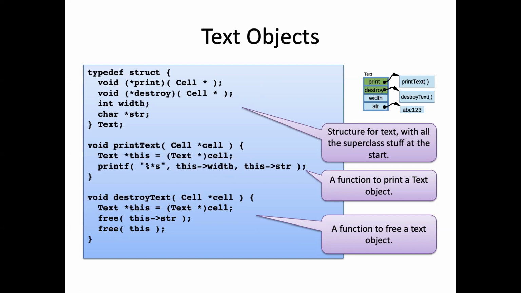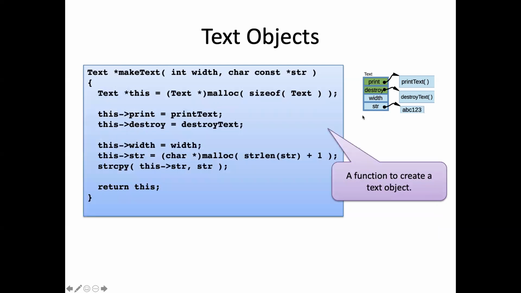When you free the memory for a text, and this is kind of what we've been talking about, it'll free the memory for the string that's pointed to by the string pointer, and then for the struct itself. So in my picture, it'll free this, and then it'll free the whole struct. In the constructor for text, when you make a new text object, just like money, you'll tell it the width, and you'll tell it the string that it needs to print.